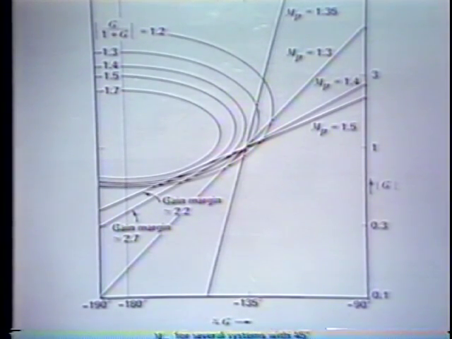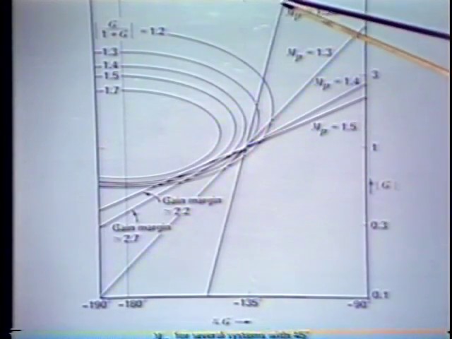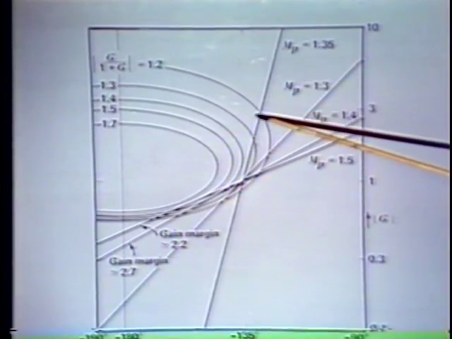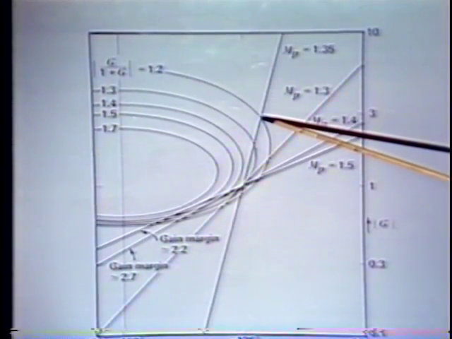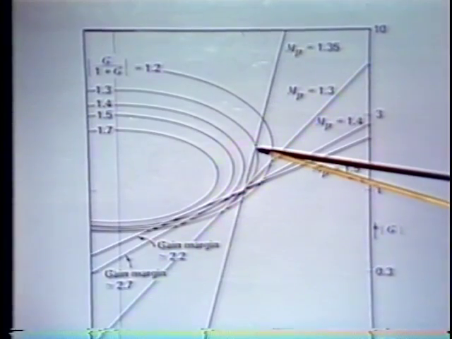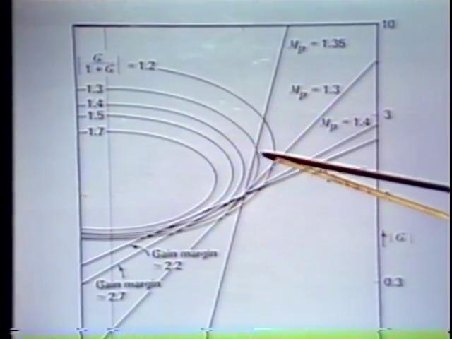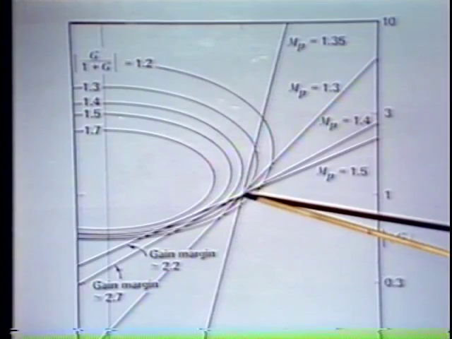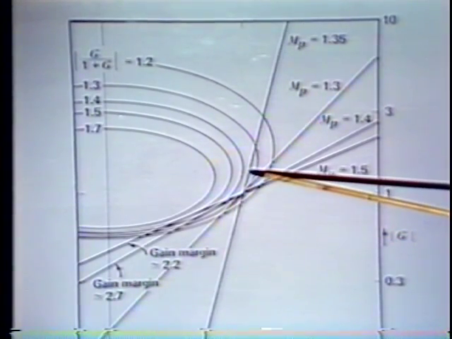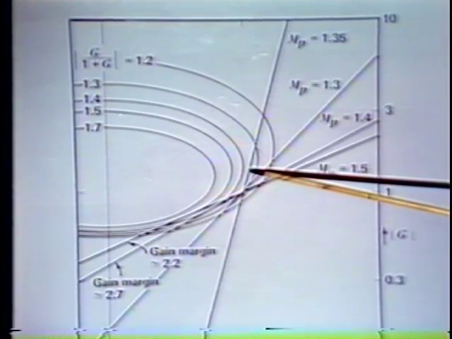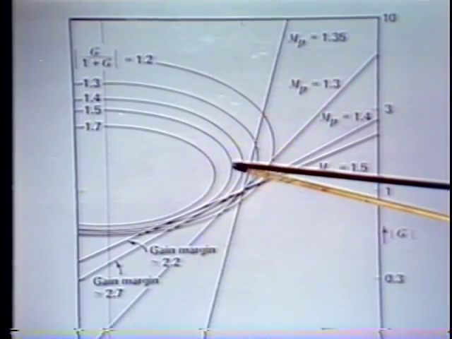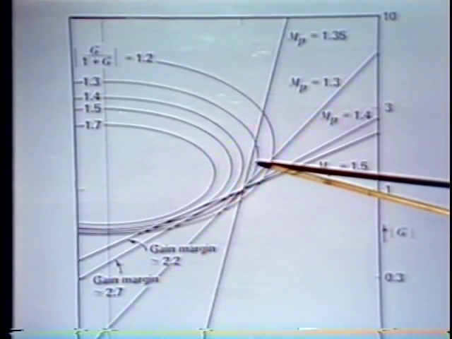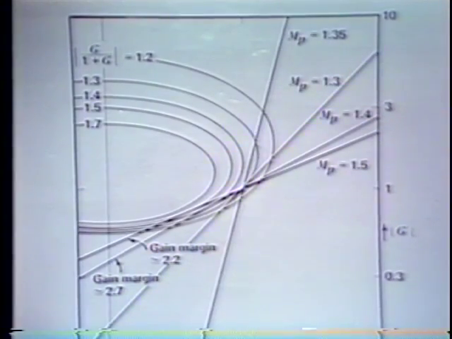And we can now begin to look at the MP, the maximum value of the closed loop response that we get for those various curves. If, for example, we look at this curve, here we're up to a closed loop magnitude of 1.2. Here we're up to a closed loop magnitude of 1.3. And we get to our MP, our maximum value for the closed loop magnitude, somewhere between the 1.4 and the 1.3 curve, maybe 1.35.